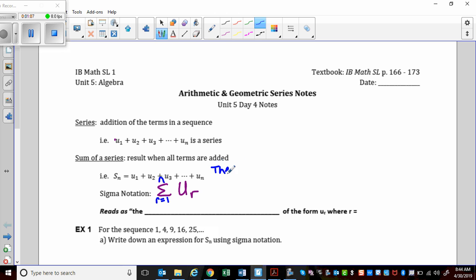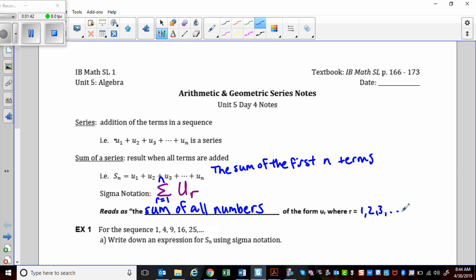The sum of the first n terms. And we read this as the sum of all numbers of the form U sub r, where r is equal to, and then we go from 1, 2, 3, and we go all the way to n, whatever we decide to put as our n.